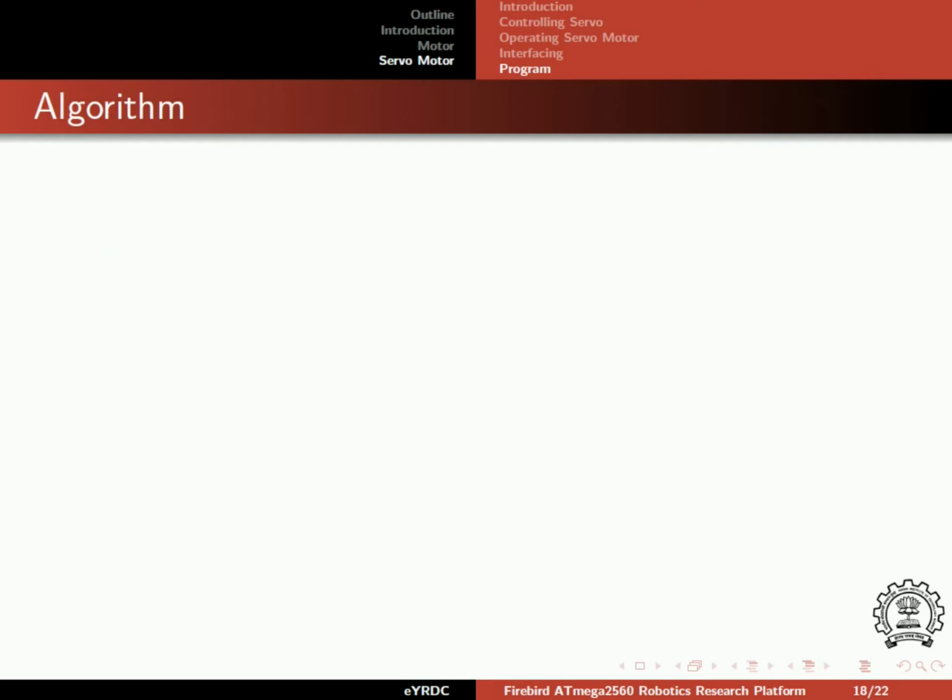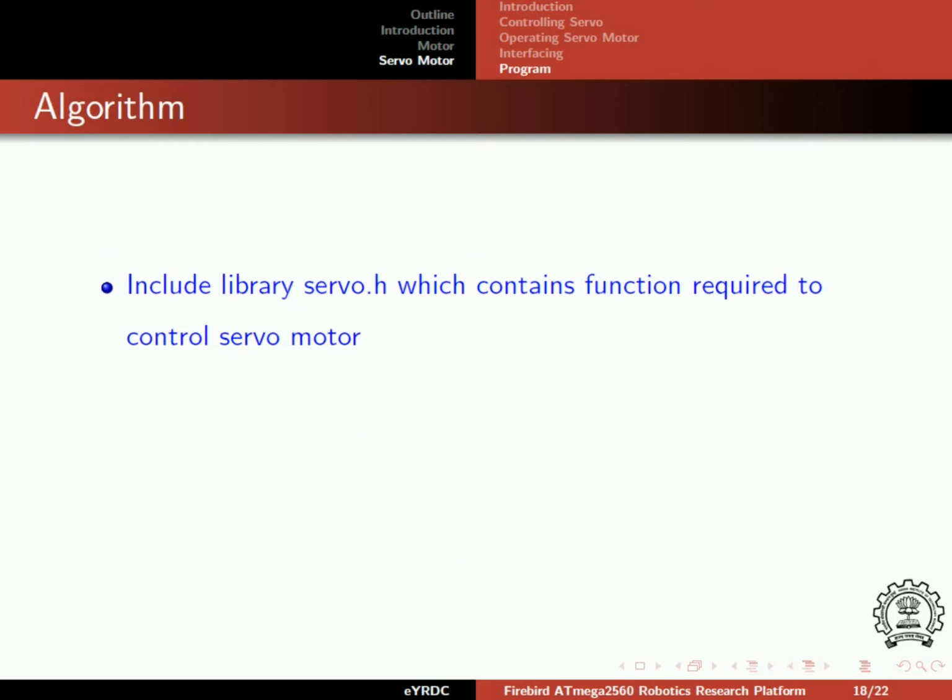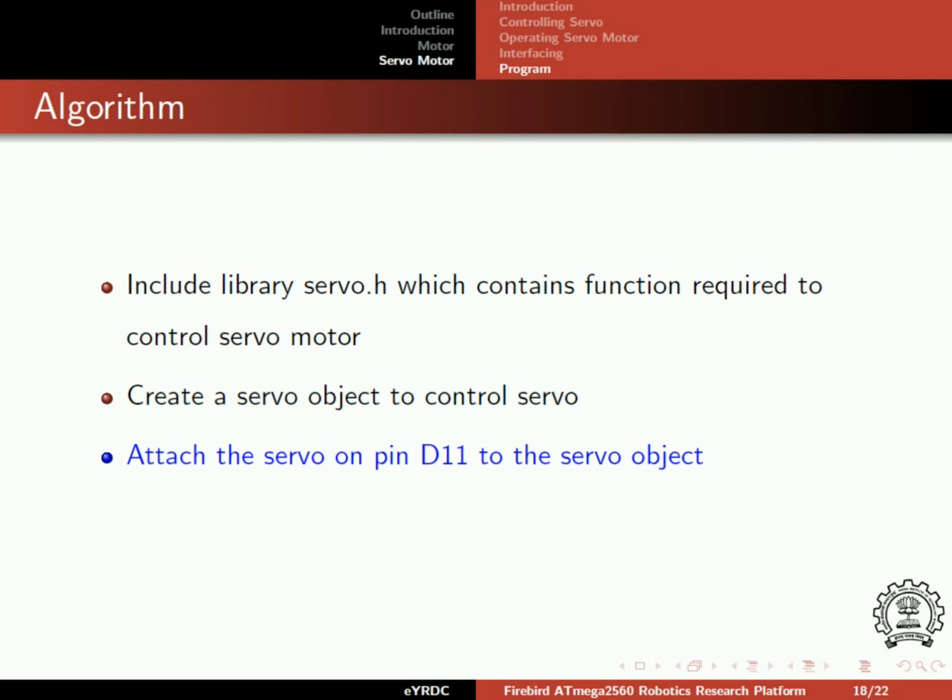Let us now understand step for programming. Include library servo.h, which contains function required to control servo motor. Create a servo object to control servo. Attach the servo variable to a pin D11 to the servo object. Logic to control the servo motor from 0 to 90 degree.